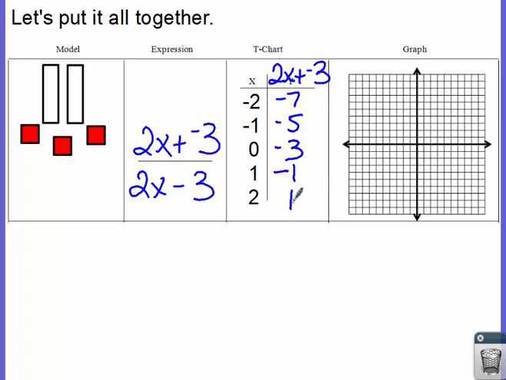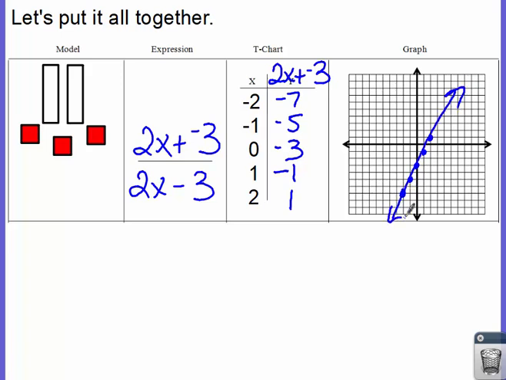And then we graph. Negative 2 says go left 2, and then negative 7 says go down 7. And then left 1, down 5. And then right or left none, down 3. And then right 1, down 1. Then right 2, up 1. And then we play connect the dots.